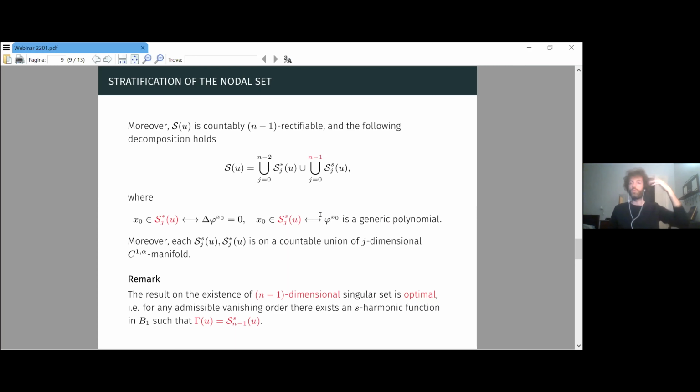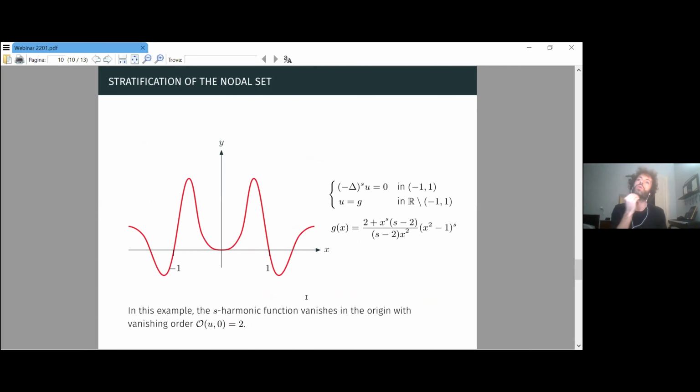So initially one could think that this is due to some technicality, that the fact that you have n minus one comes from some technical details. But actually we can prove that this is optimal, in the sense that it is not due to the fact that we are using the extension technique. You can actually construct some functions that are S-harmonic on some set, and whose nodal set coincides with the biggest stratum of the singular set. So everywhere it is singular, and the singular set is big, in the sense that it is n minus one dimensional. So this is just an example that we computed, but you can compute several examples also in other dimensions.